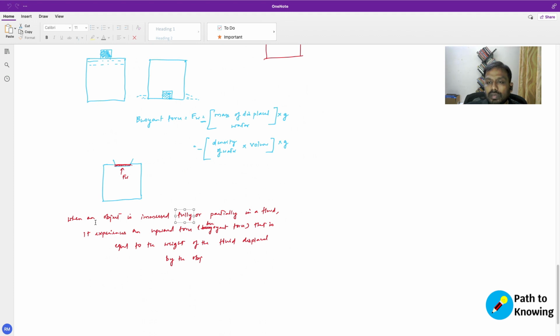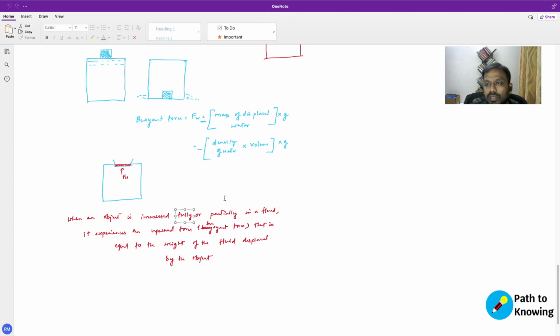So this is Archimedes' principle. When an object is immersed either fully or partially in a fluid, it experiences an upward force, the buoyant force, which is Fb, that is equal to the weight of the fluid displaced by that object. And the way you calculate that is, if you have the density of that particular fluid, you need to multiply it by the volume of the displaced water, and that is nothing but the volume of the submerged part of the object. And you multiply it by g, you'll be able to get the buoyant force.